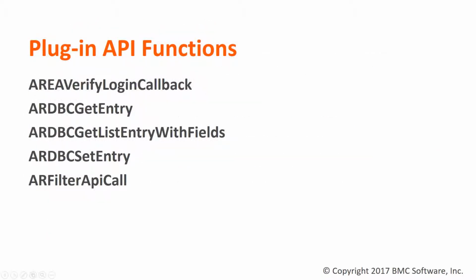I picked a handful of plugin API functions from the documentation just so we can take a look at kind of what the plugin does. One thing it can do is run the area verify login callback, which is used for authentication to validate a user login. Another one is the RDBC get entry, which can grab a record from some external data source. The RDBC get list entry with fields function will perform a query on some external data source. Then you have RDBC set entry, which allows you to actually save an entry to an external data source. And ARFilter API call is the function that filter APIs run inside a filter to perform an operation with an external plugin.